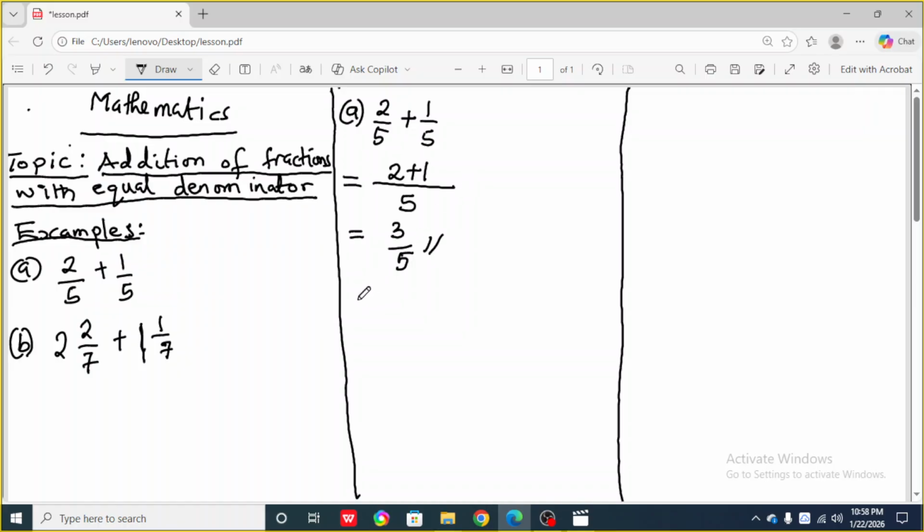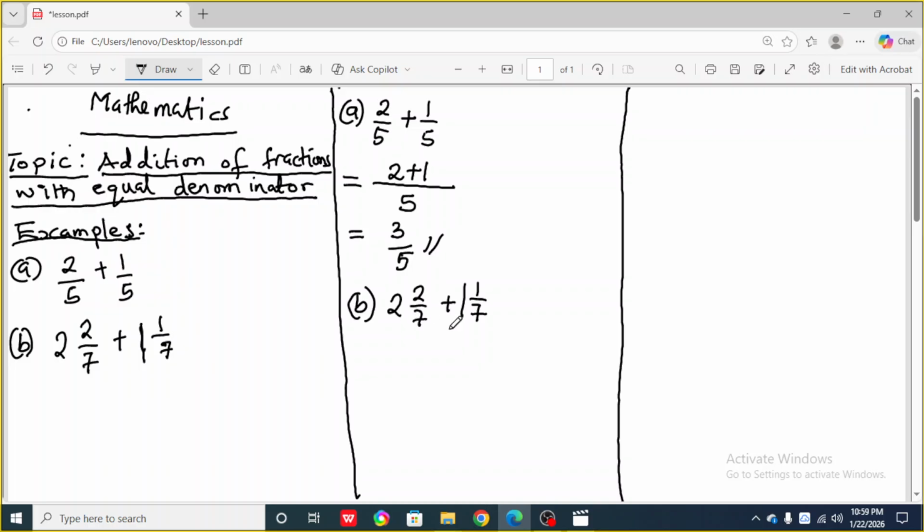So now let's look at the second problem. The second problem, we are having two whole number, 2/7 plus one whole number, 1/7. So we have two methods of solving this particular problem. If you look at this problem, we are having two mixed number. It is mixed number because if you compare it with the one we solved, this is just a fraction, but these numbers here, they are having both fraction and whole number. So we call it mixed number because it contains whole number and fraction.